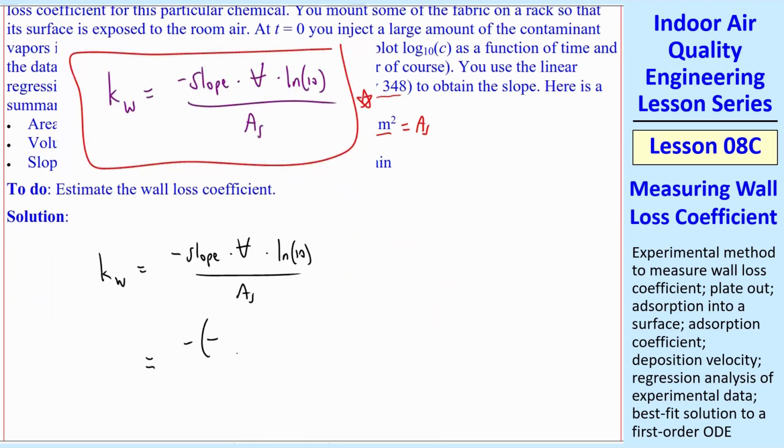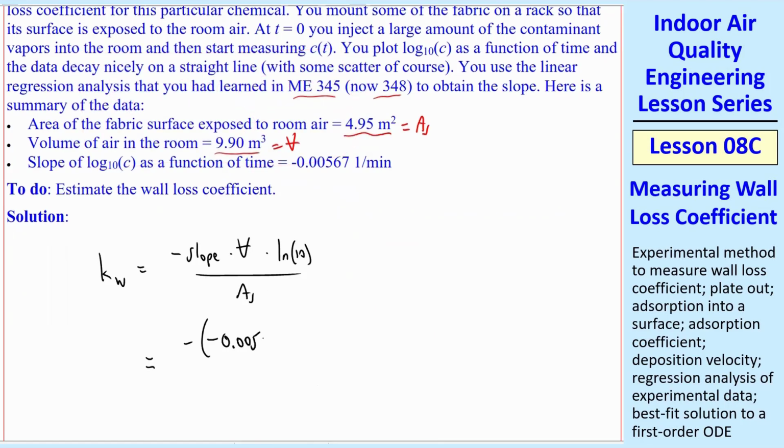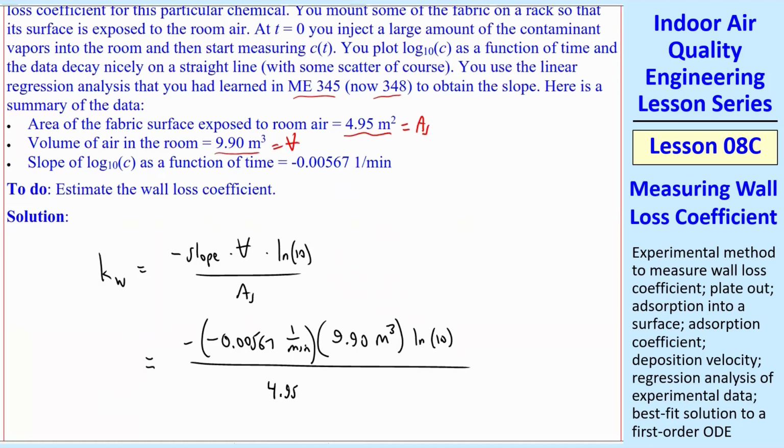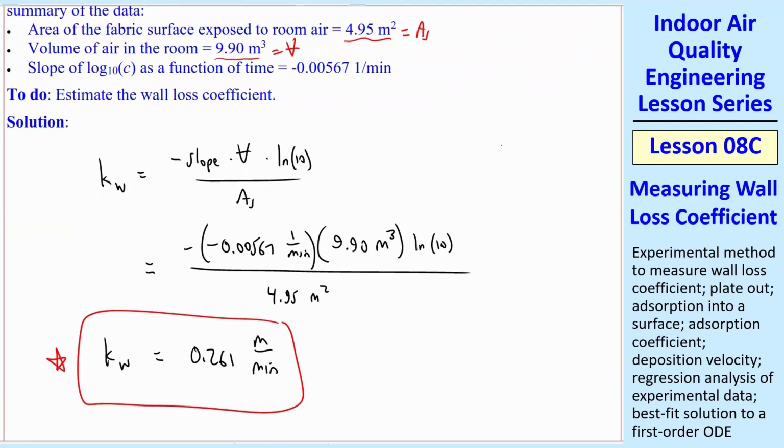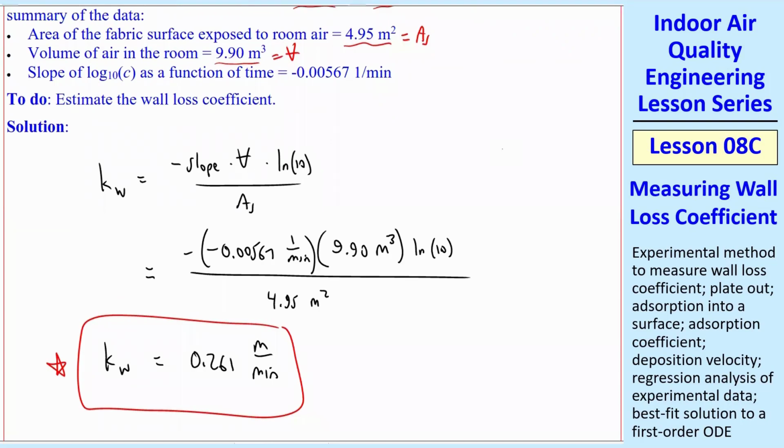The slope is negative 0.005671 per minute, and then the volume is 9.90 meter cubed. Natural log of 10 is just a number, no units, and then A_s is 4.95 meters squared. You get 0.261 meters per minute. And now you have amazed your supervisor by showing that you know how to do this kind of a measurement because you took some cool courses at Penn State.